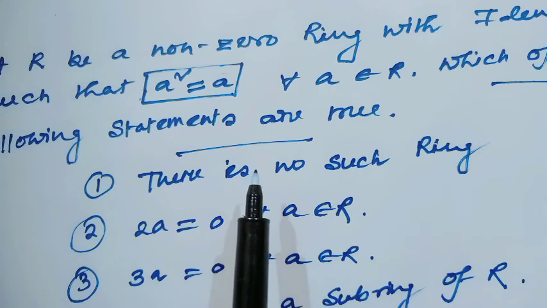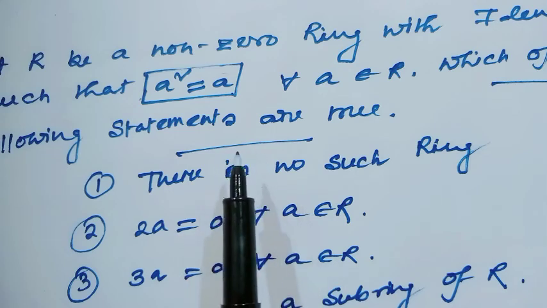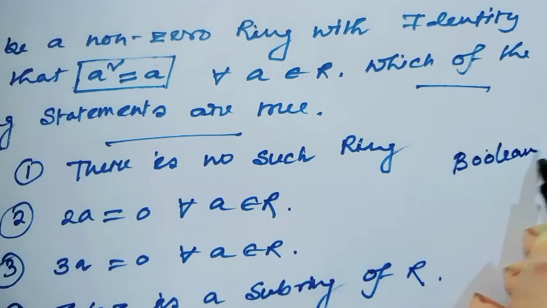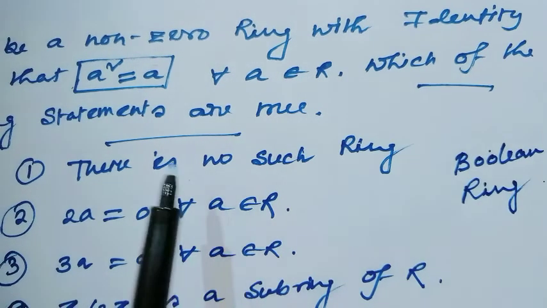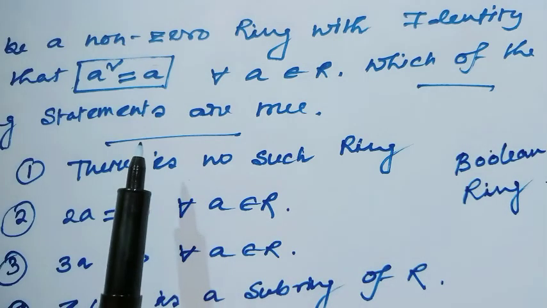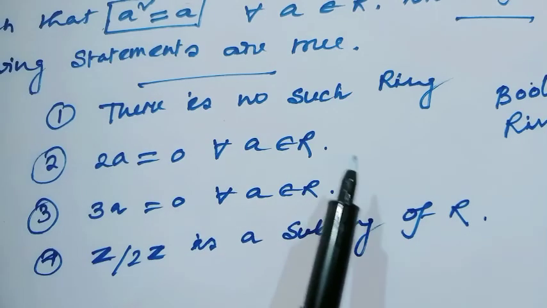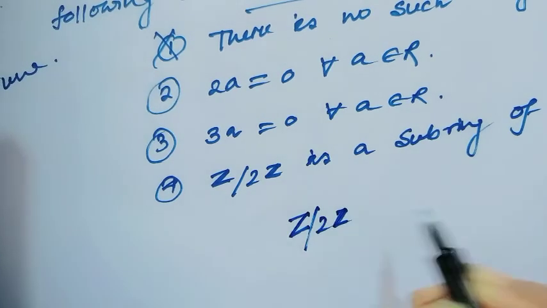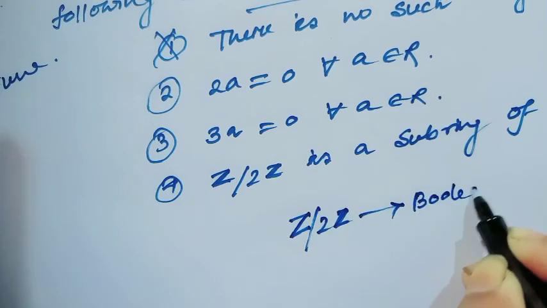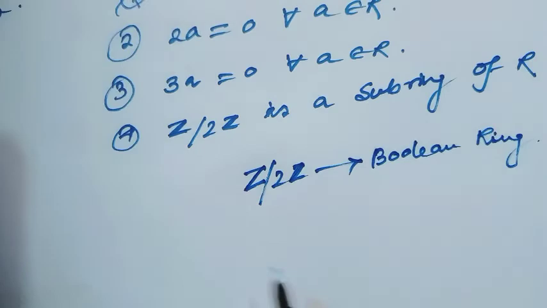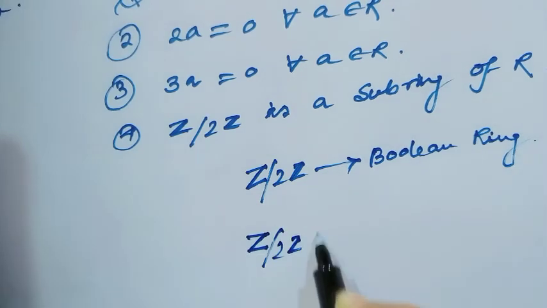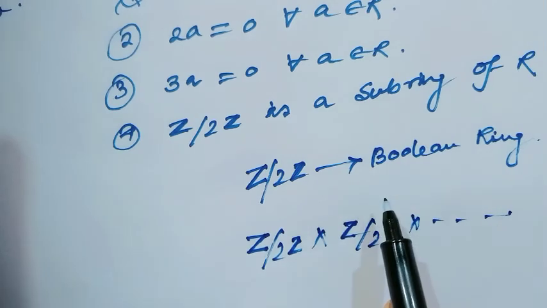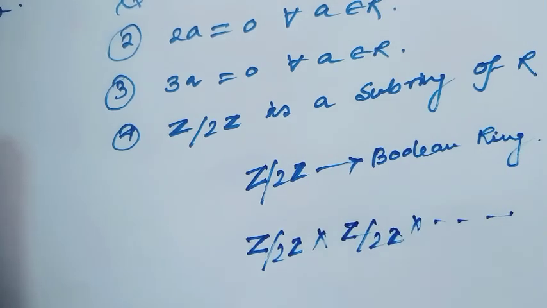The ring in which every element is an idempotent element, that means this ring is actually a Boolean ring. That means this is an exercise on Boolean rings. Option 1, there is no such ring. This is the wrong option, because if we consider the ring Z mod 2Z, this is obviously a Boolean ring. Okay, so we can consider other examples like Z mod 2Z direct product Z mod 2Z and so on. This type of example are Boolean rings. So the first option is wrong.